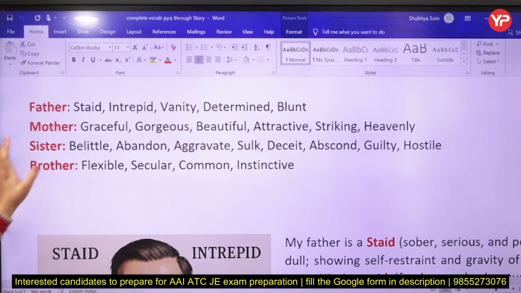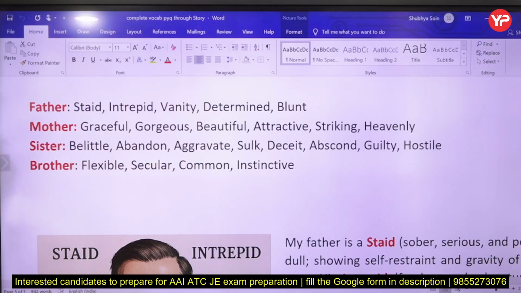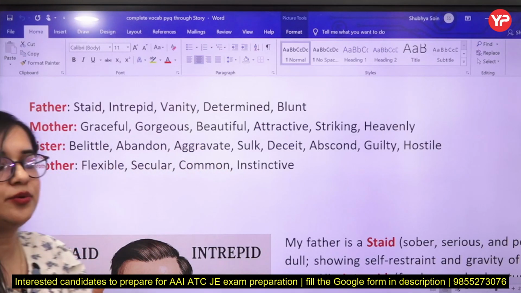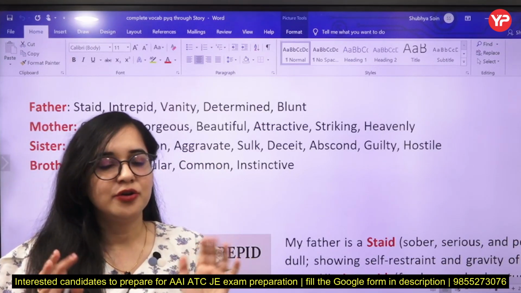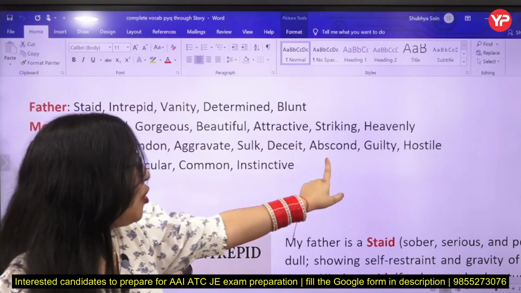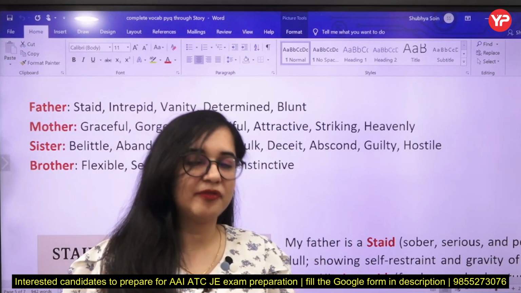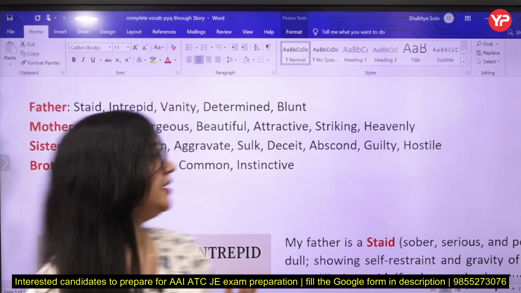Sister, belittle, that is making someone feel unimportant, abandon, leaving, giving up things, aggravate, increasing the weight, worsening, sulk, that is just sitting at the side, you are bad tempered, you are not crying, but yes, you are not talking to anyone, sulking, deceit, cheating, abscond, you run away without telling someone, guilty, who is feeling bad after he has done something rude to someone, hostile, who is unfriendly in nature.